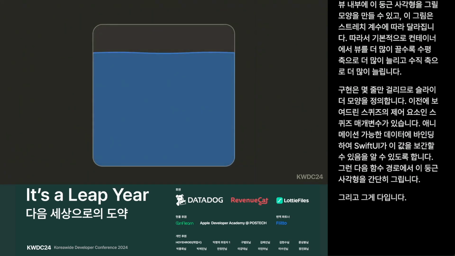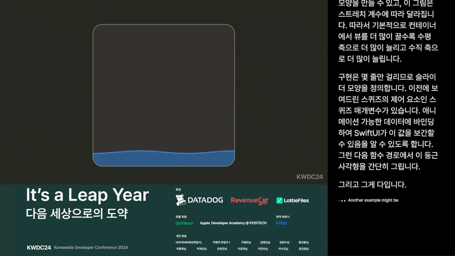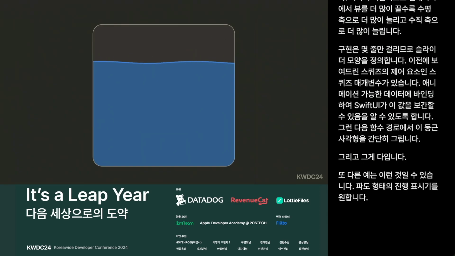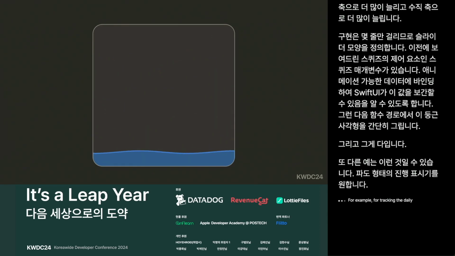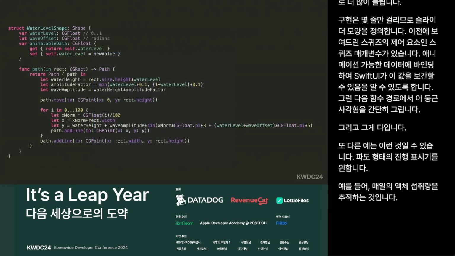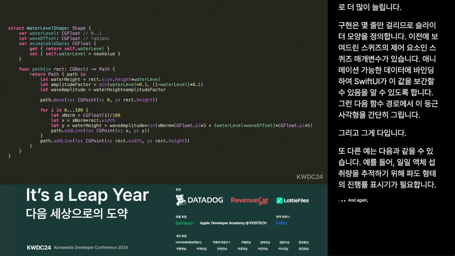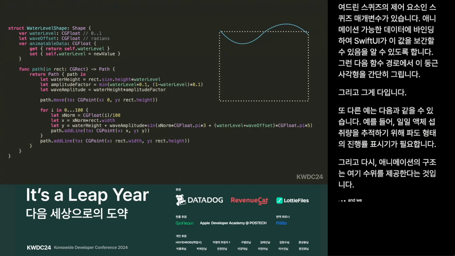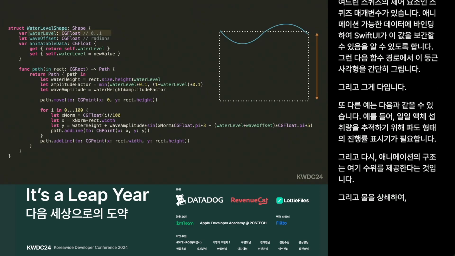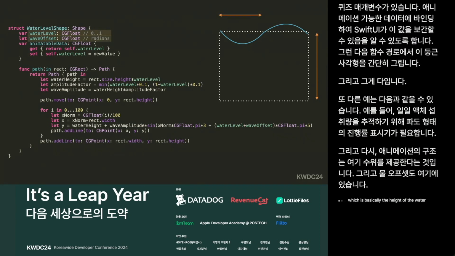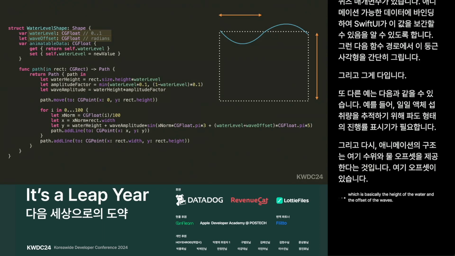Another example might be something like this. You want some progress indicator in the form of waves, for example, for tracking the daily intake of liquids. And again, the structure here is we provide it with the water level and with the wave offset, which is basically the height of the water and the offset of the waves.